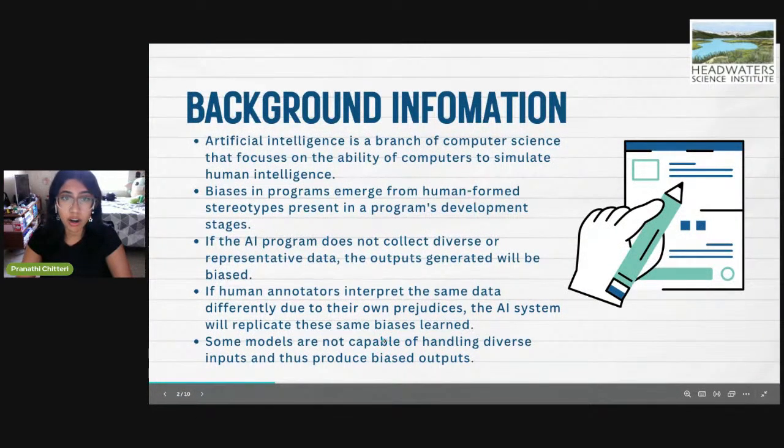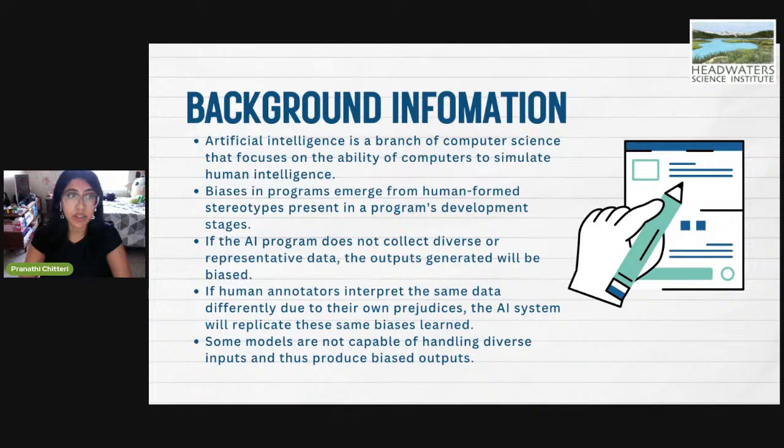So, background information. Artificial intelligence is a branch of computer science that focuses on the ability of computers to simulate human intelligence. Significant concerns regarding human inherited bias in AI programs arose as AI hit mainstream, which is probably in 2022 when ChatGPT was released. Bias often originates in the data collection phase. If an algorithm being used for compiling data does not collect diverse data, then the outputs would normally be biased.